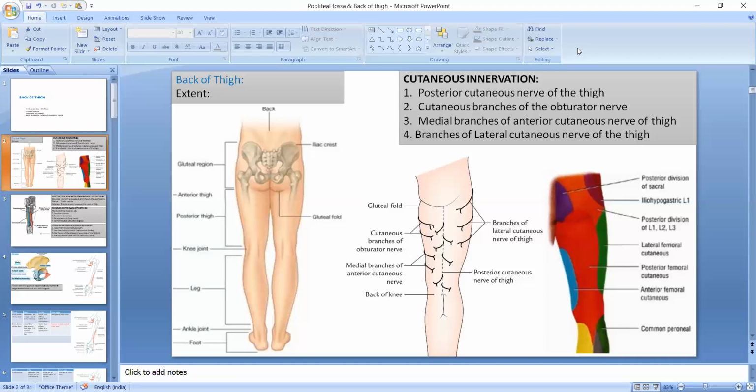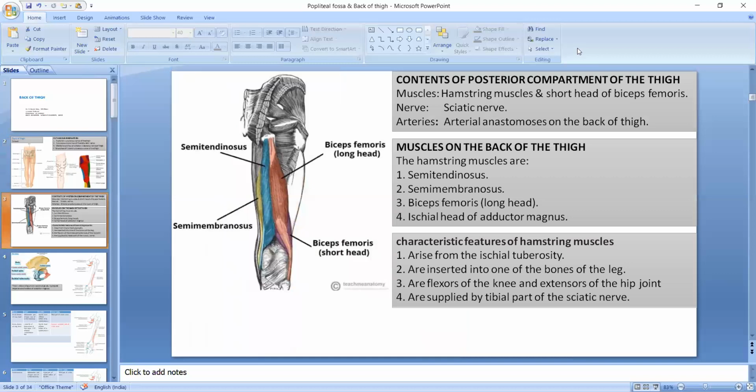So we can see here all the cutaneous innervation of the thigh. Now we discuss the contents of the posterior compartment of the thigh. There are muscles, nerves and arteries. First, we will see the muscles: the hamstring muscles and the short head of the biceps femoris. Then the sciatic nerve, and the arteries, with the arterial anastomosis on the back of the thigh.